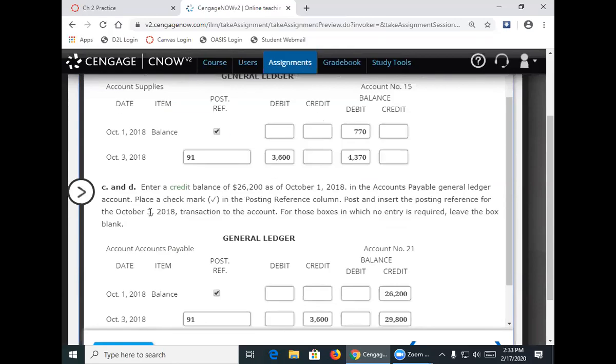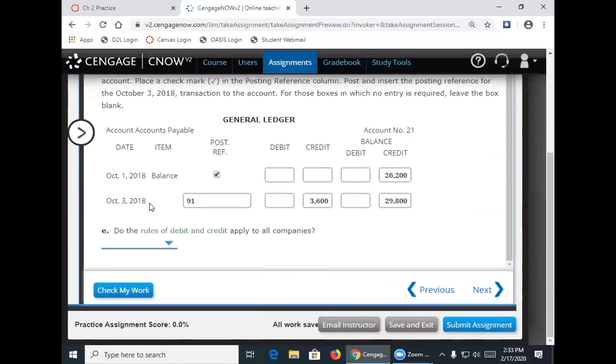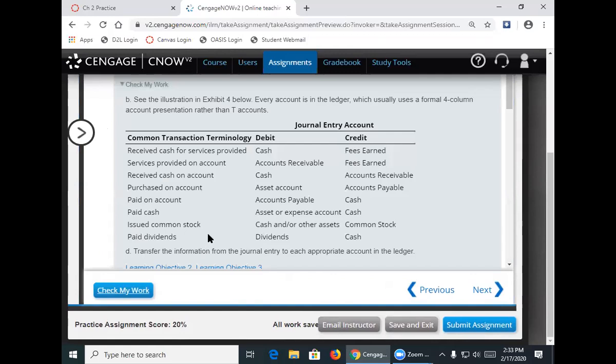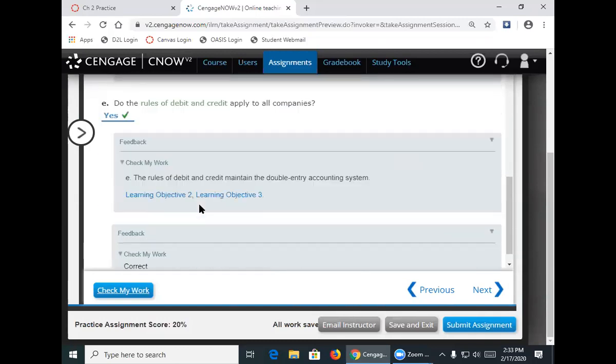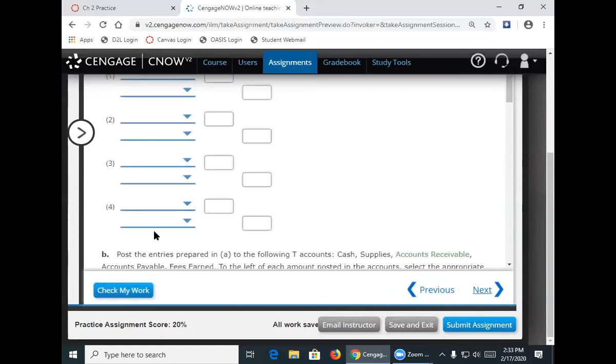Okay. So if you scroll down, it says, do the rules of debit and credit apply to all companies? Yes. It does not matter if we're public, private, or a sole proprietor. The rules of debit and credit apply. Okay, let's go to the next one here.